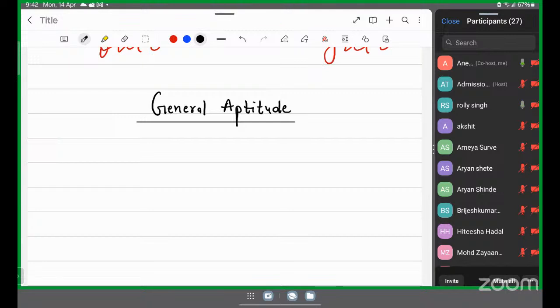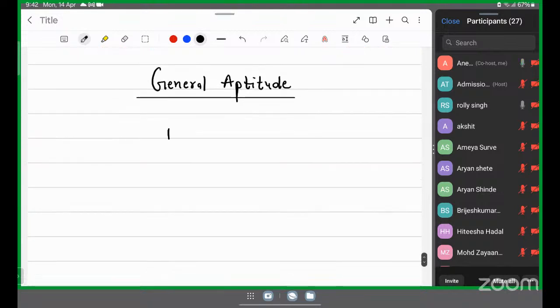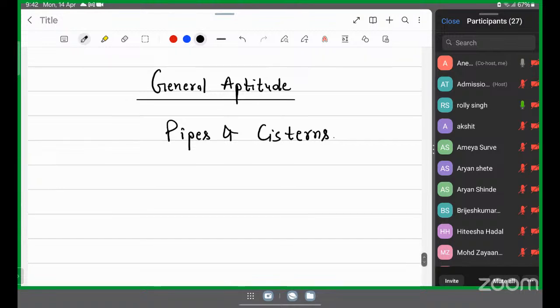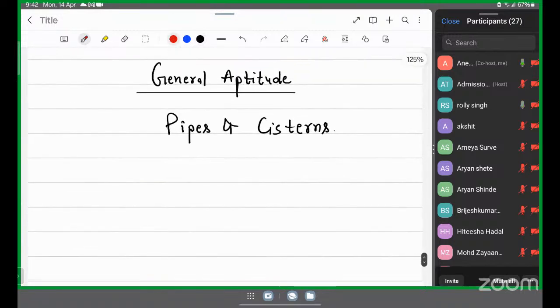A concept similar to time and work. This is known as pipes and systems. In this, we have a pipe connected to a tank which will input water into the tank. This is known as inlet. And there is another pipe connected to the same tank which will empty the tank. This is known as outlet.